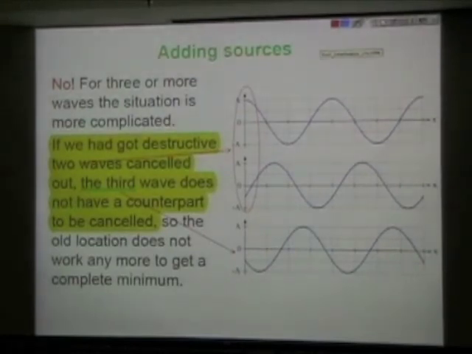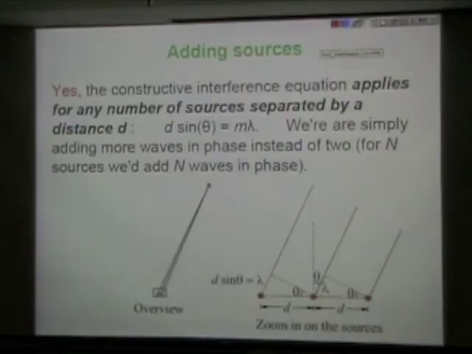The 3rd wave messes the picture up. So even if 2 waves cancel each other out, the 3rd doesn't. So it's really, really hard to make all 3 or 4 or 5, even more waves, cancel out completely. So when you're adding sources, you cannot use the condition for minimum anymore. But the condition for maximum remains.